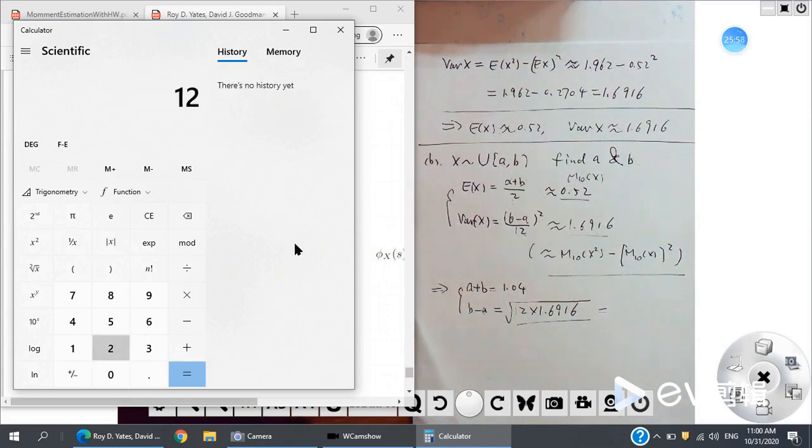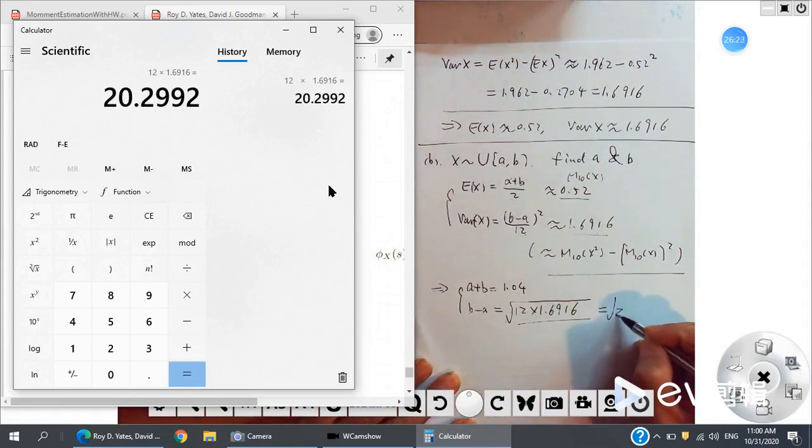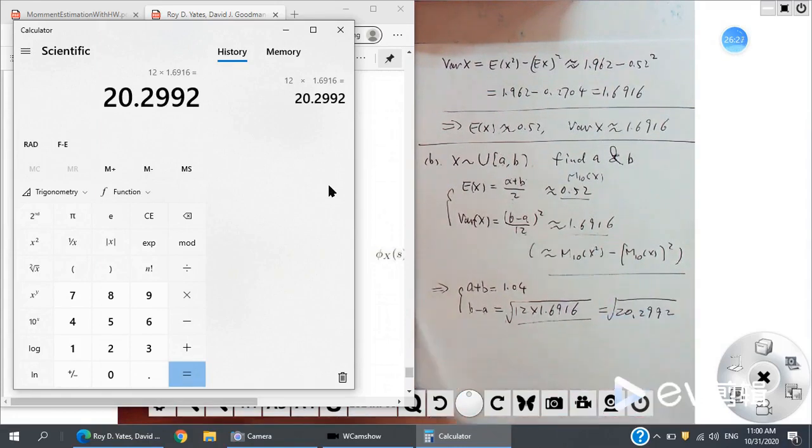So I need 12 times 1.6916, which equals 20.2992, and then take the square root.